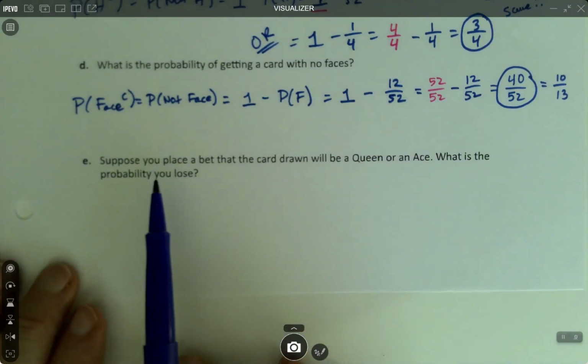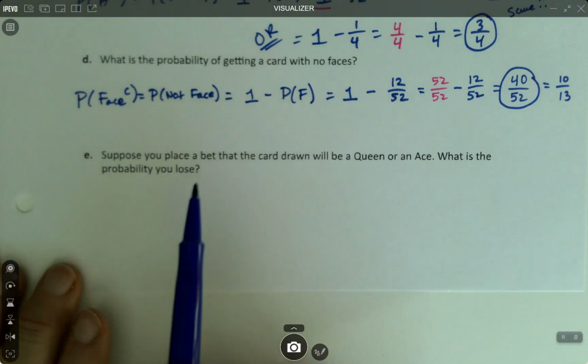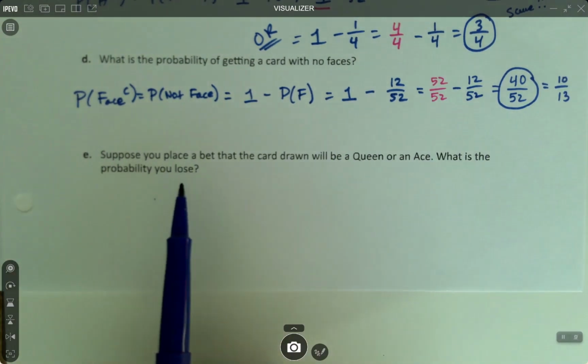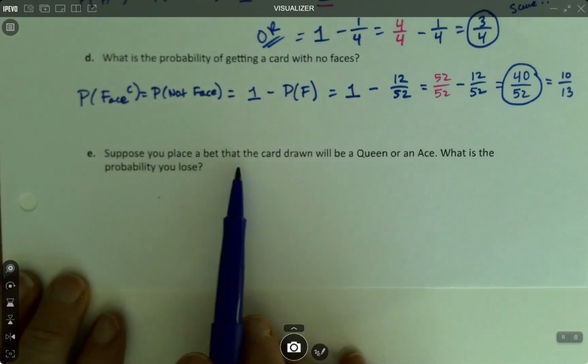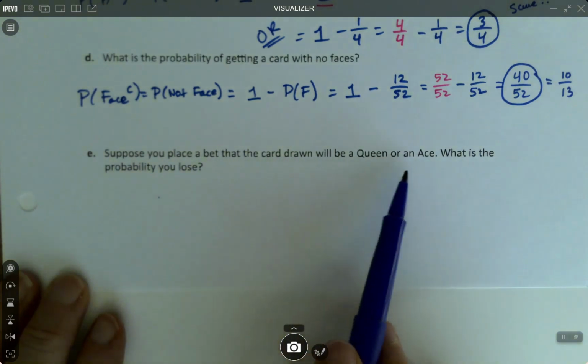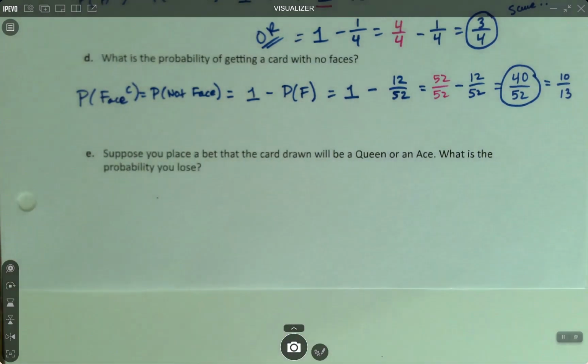All right, I'm going to add a question down here that's not currently in the notes if you're watching this in spring 2023, but it will be for future. So I suppose you place a bet that the card drawn will be a queen or an ace. What is the probability that you lose? All right, I'm getting us prepped a little bit for chapter 6 here.